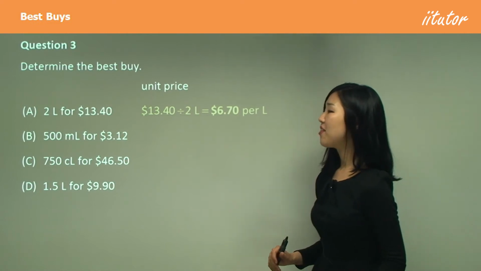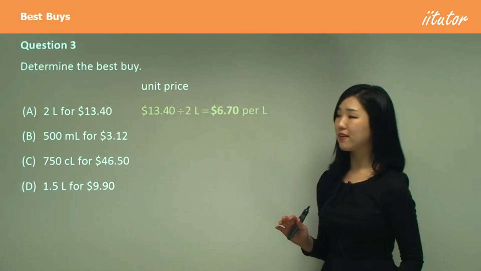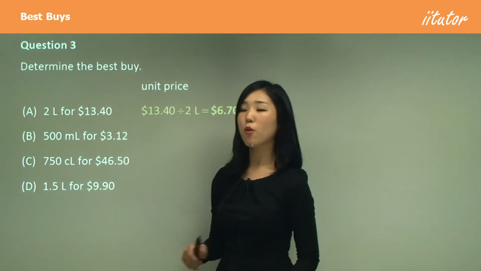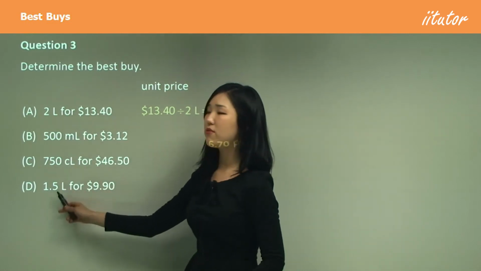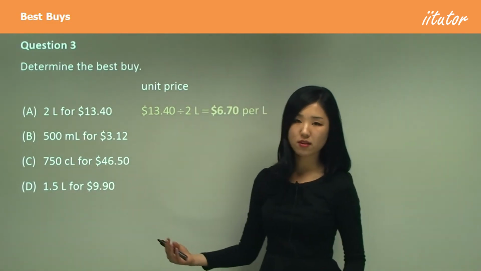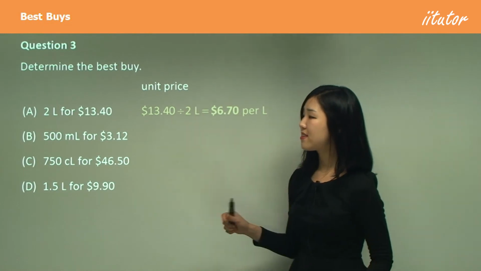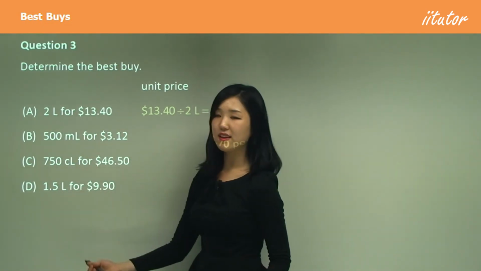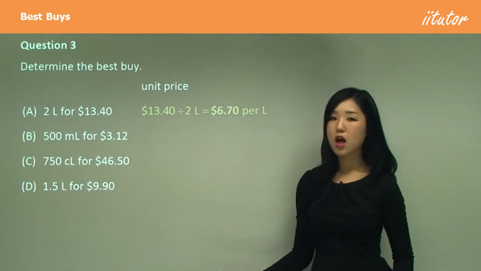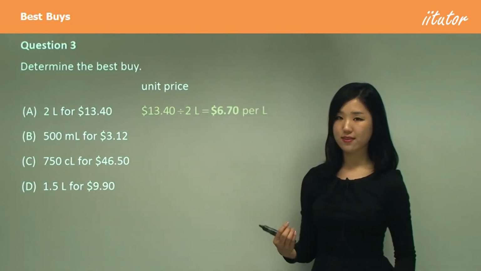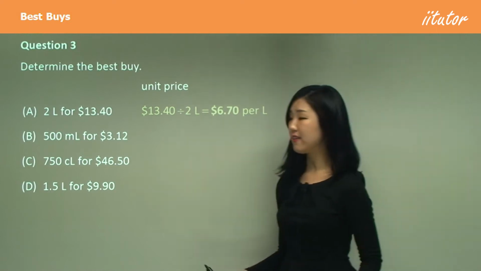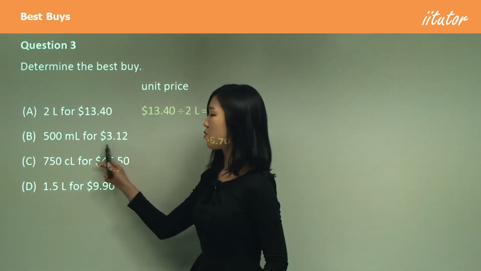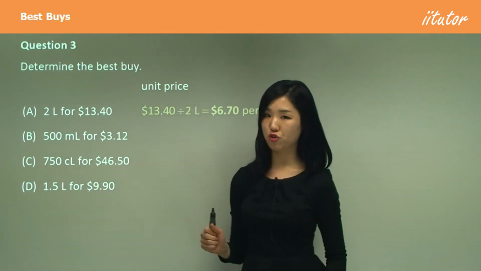Now this time it's a little bit different because in the previous 2 questions, all of these units were the same. All of them were centimeters or kilograms. But in this case, we have liters, milliliters, centiliters, and liters. So they're different units. But remember, guys, we have to put it in the same units. So in this case, you don't simply divide 312 by 500. Do not do that.